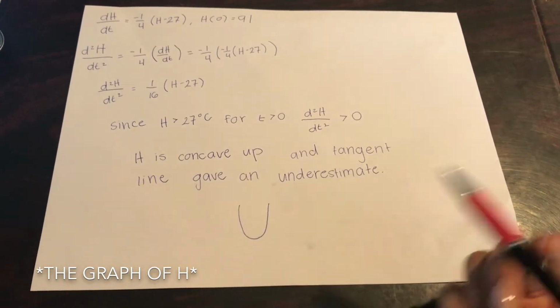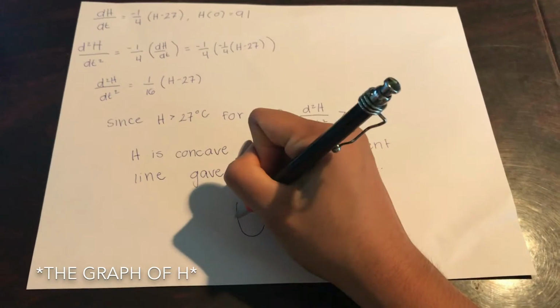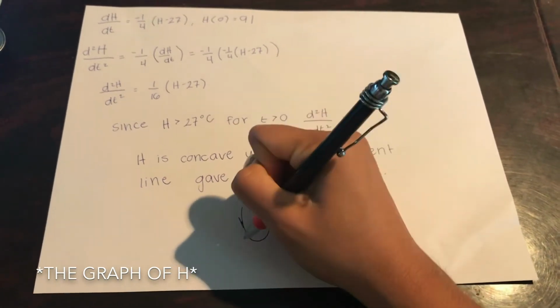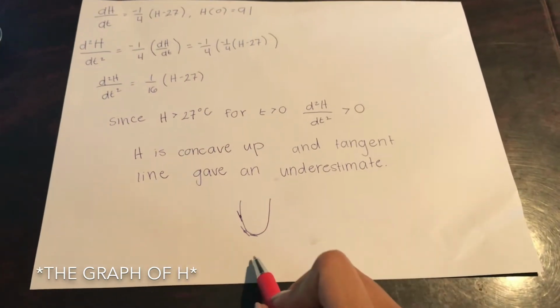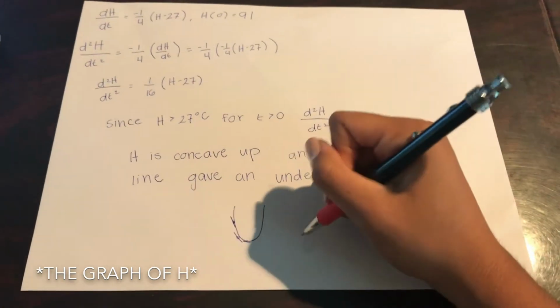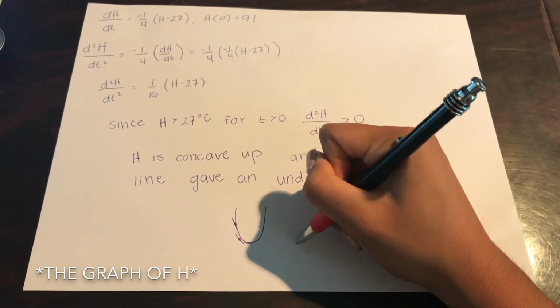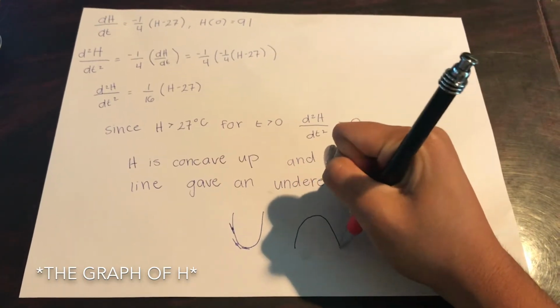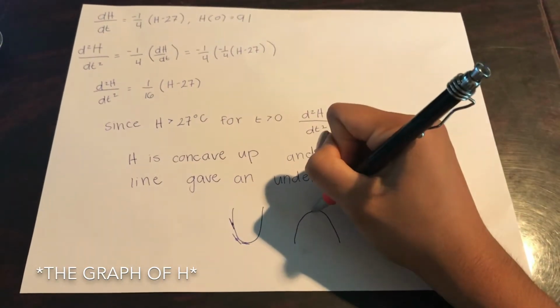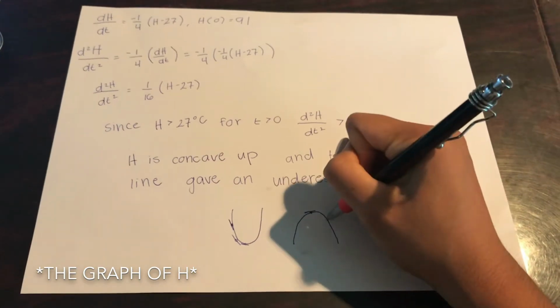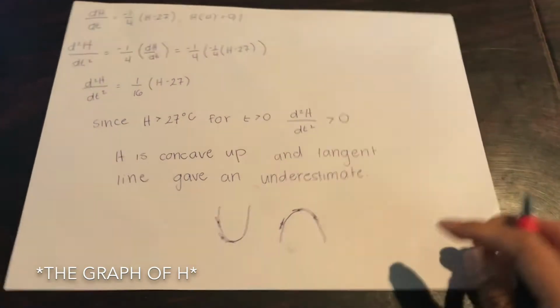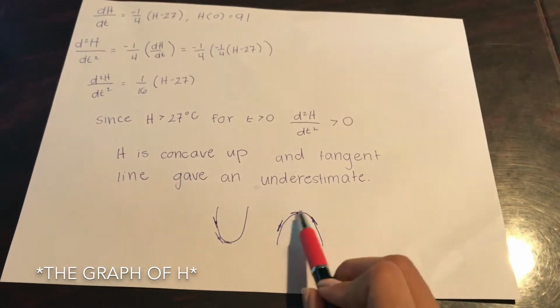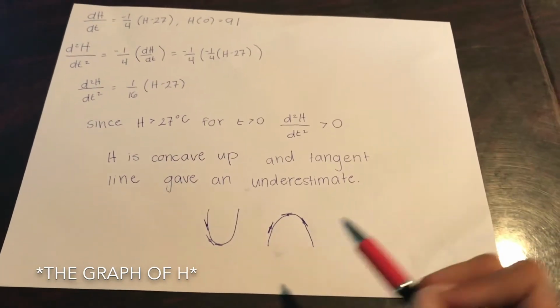So whenever it is concave up, your line tangent is always going to be under the curve. Now, in a different situation, if your graph was concave down, you would see that the line tangent would always be over or on top of the line of the graph.